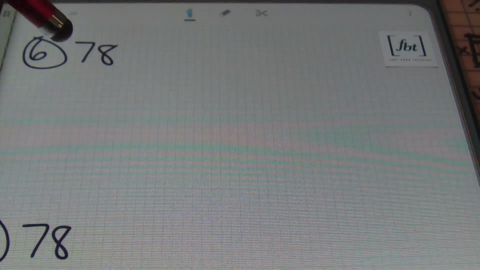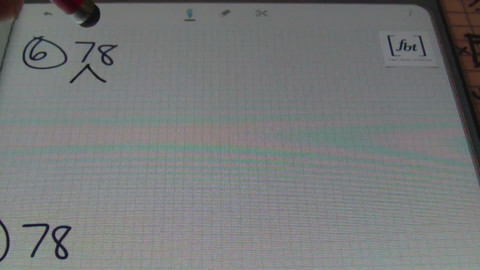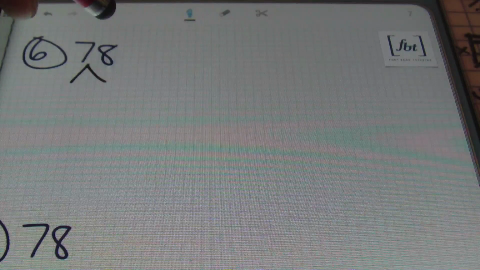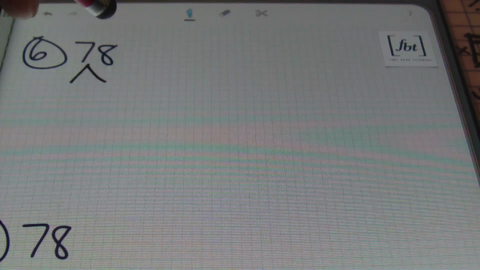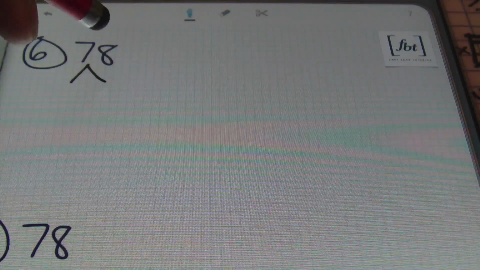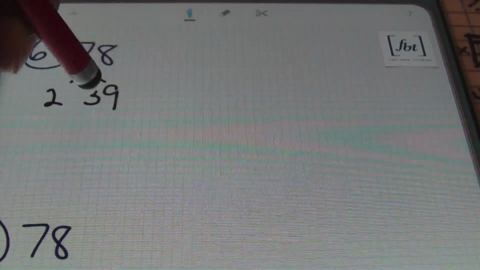Here we have 6, and with 6, we're looking at finding the prime factorization for 78. With 78, I'm going to use my factor tree. One thing I know about this is that it can be divided by 2. It can also be divided by 3 because 7 plus 8 is 15. Did you see that 3 in there? Okay, so I'm going to break this down. I'm just going to go by 2, 2 times 39.